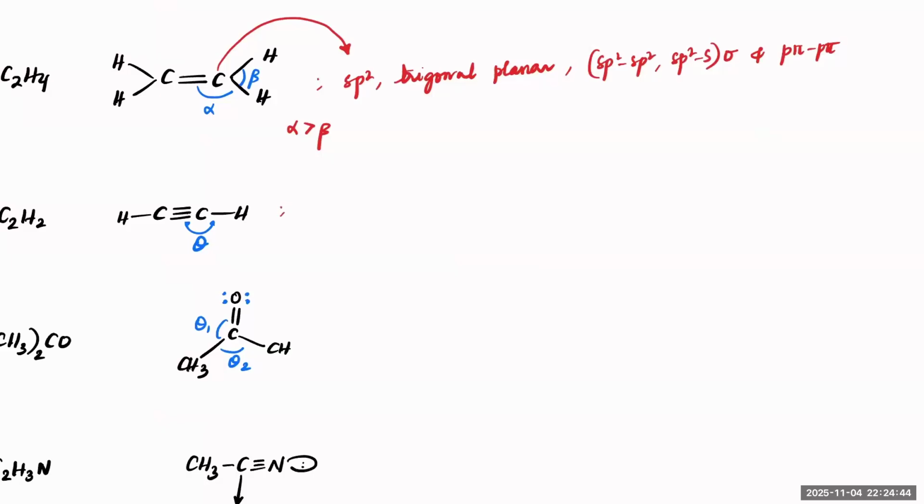Similar logic here also. So here the bond angle is supposed to be 180 degrees, and it is sp hybridized. Any one carbon, if you compare, is sp hybridized. It is linear in structure. The types of bonds include an sp-s sigma bond as well as an sp-sp sigma bond. Got it?